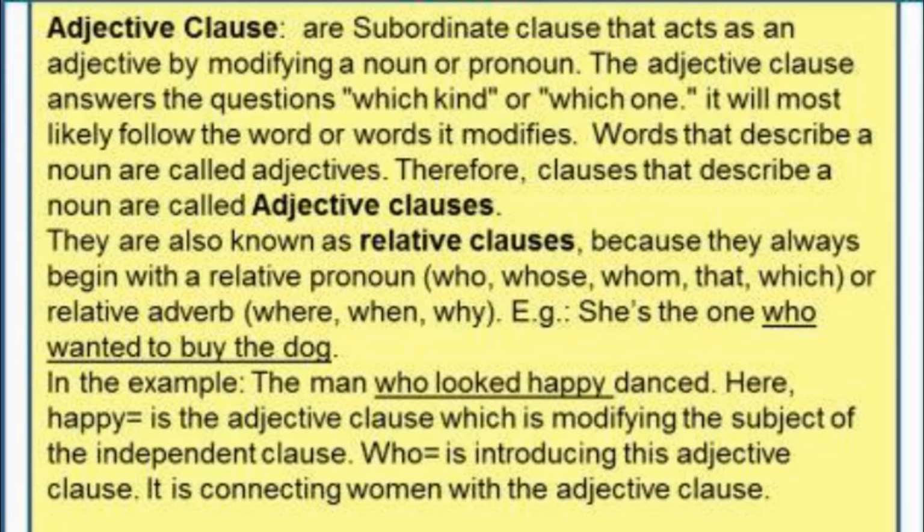In the example, the man who looked happy danced. Here, who looked happy is the adjective clause which is modifying the subject of the independent clause. Who is introducing this adjective clause. It is connecting man with the adjective clause.